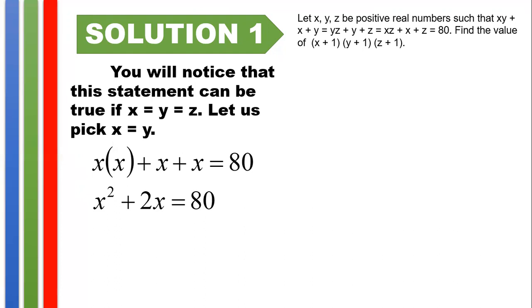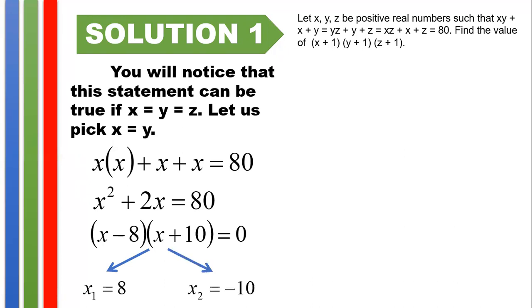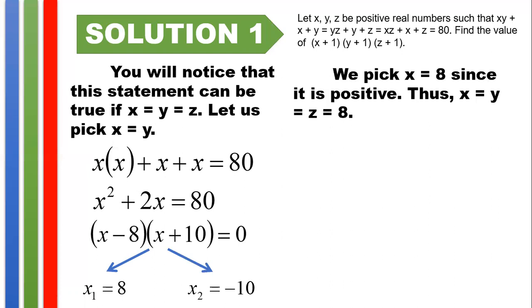Subtracting 80 from both sides, we have x squared plus 2x minus 80 equals 0, which is factorable to x minus 8 times the quantity x plus 10 equals 0. Equating each of the factors to 0, we have x sub 1 equals 8, or x sub 2 equals negative 10. But for this particular case, we have to pick x equals 8, since based on the given, x, y, and z are positive real numbers. So negative 10 here is an extraneous root. Hence, we pick x, y, and z to be equal to 8.